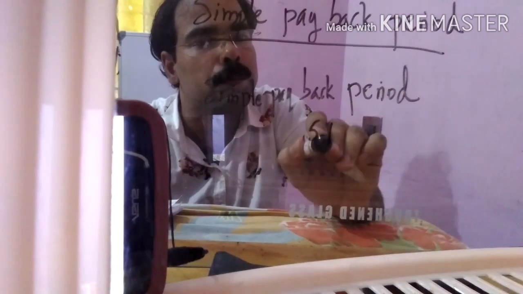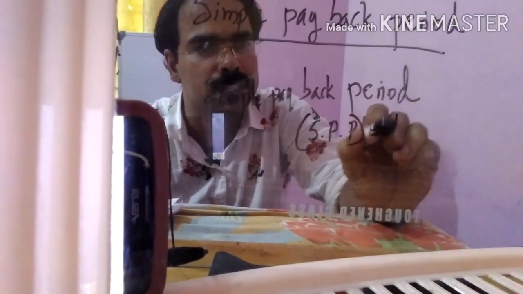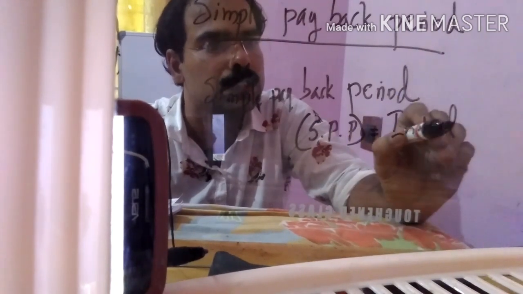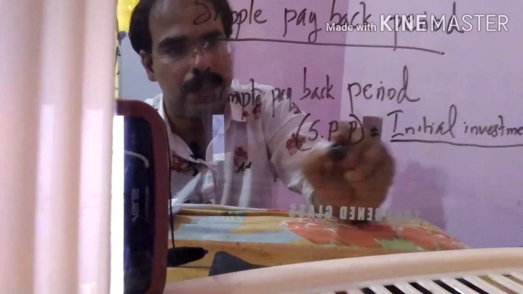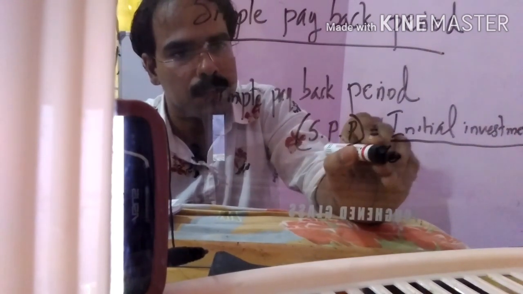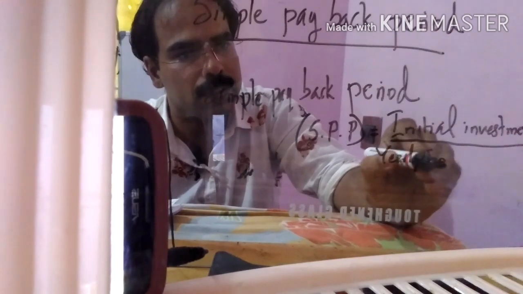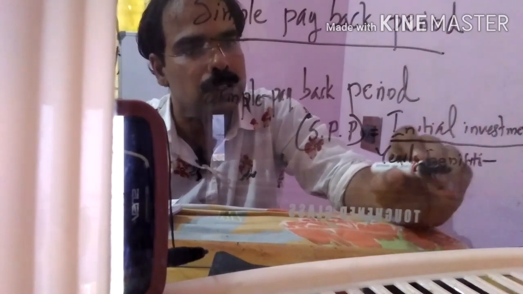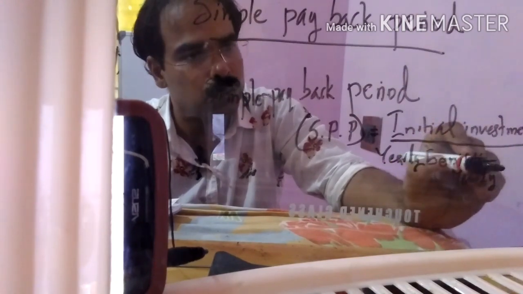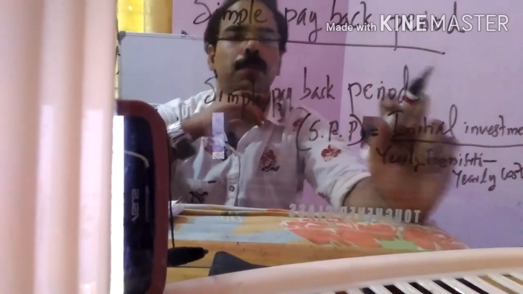So simple payback period, or SPP, is equal to initial investment divided by yearly benefits minus yearly costs. So that is simple payback period.